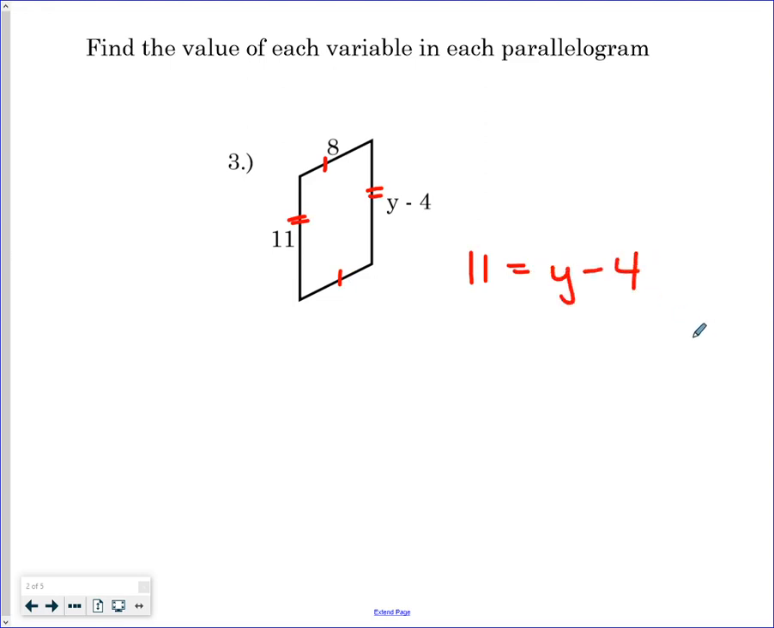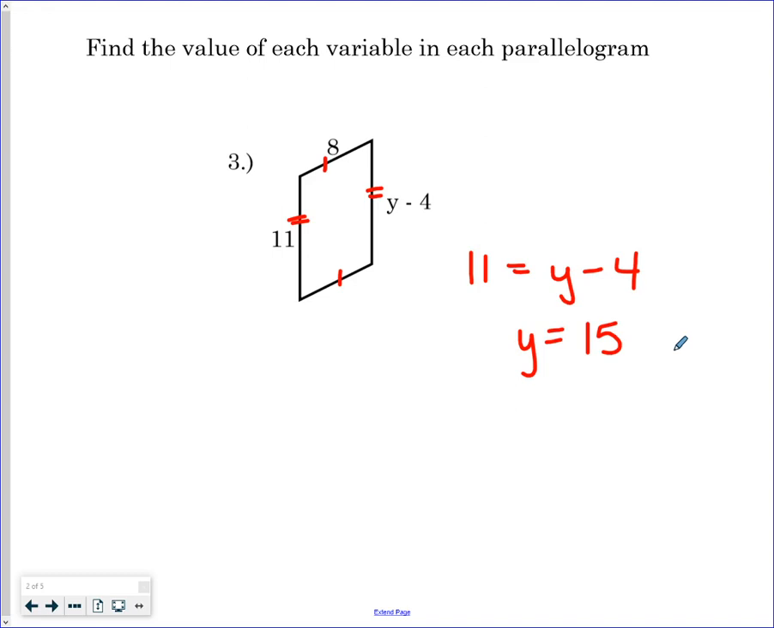Same thing. Yep, 11 equals y minus 4, or you guys said y minus 4 equals 11. That's all the same, right? What do I do to both sides? Add 4, so y is 15. Is that all they wanted? That's it. So y is 15. That's the answer. You're done. Did I lose anybody?